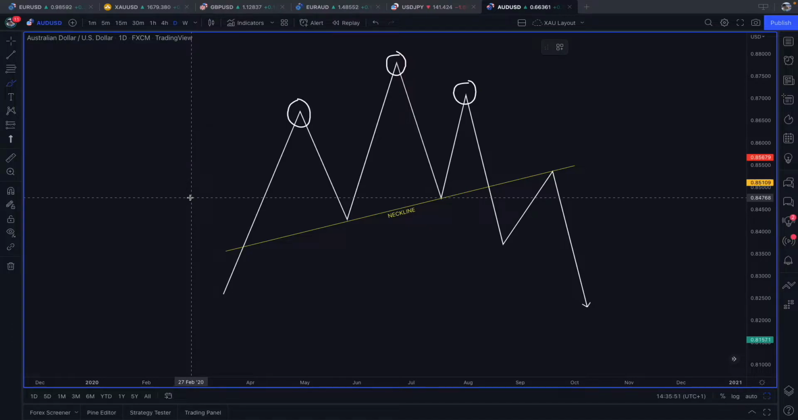Your inverse head and shoulders is obviously the opposite, so it is usually found after a downtrend, so after a bearish move, suggesting that price is ready to go bullish. So with that being said, your head and shoulders pattern is a bearish reversal and your inverse head and shoulders is a bullish reversal pattern.